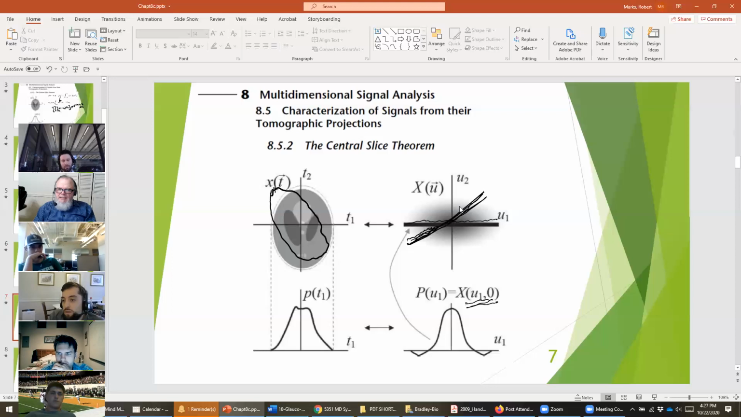Now, this doesn't tell us how to do it. It just tells us that there's enough information there, if we knew all the projections, yep, we could get everything that we wanted in the frequency domain. And if we got everything that we wanted in the frequency domain, we could transform back into the spatial domain, the t1, t2 domain. Isn't that kind of interesting? And it was just a beautiful coincidence that that projection turned out to be the two-dimensional Fourier transform along a slice.